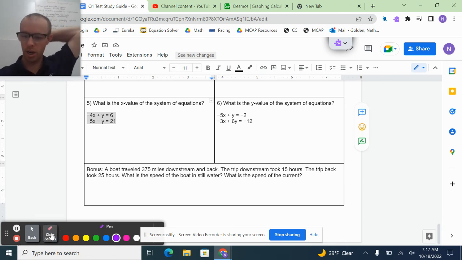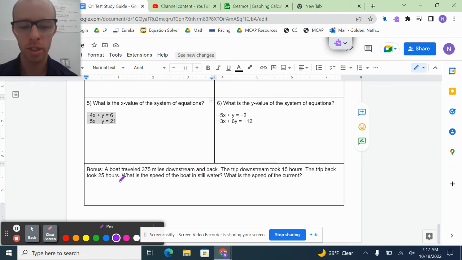All right, I will do the bonus super quickly. A boat traveled 370 miles downstream and back. The downstream took 15 hours. The trip back took 25 hours. What is the speed of the boat in still water? What is the speed of the current?